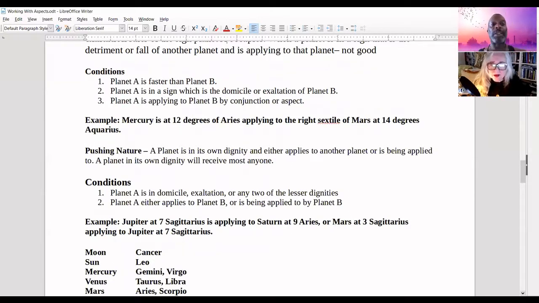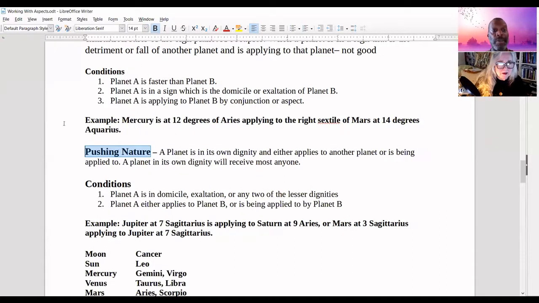So look here. Whoever asked about the Jupiter and Cancer thing, that was what Crystal just talked to us about: pushing nature, which is the next thing I was going to come to. So pushing nature is when a planet in its own dignity either applies to another planet or is being applied to. A planet in its own dignity will receive most anyone.